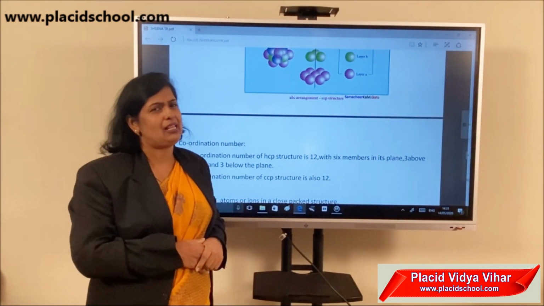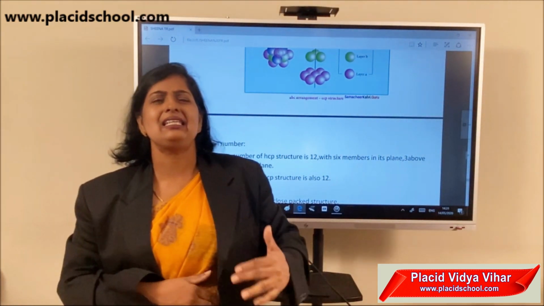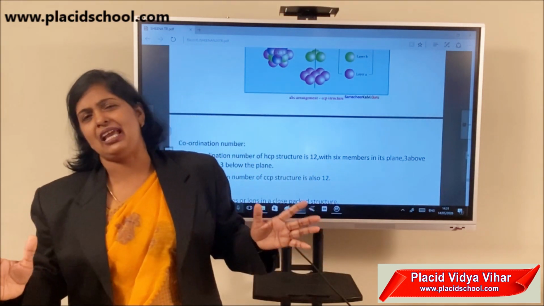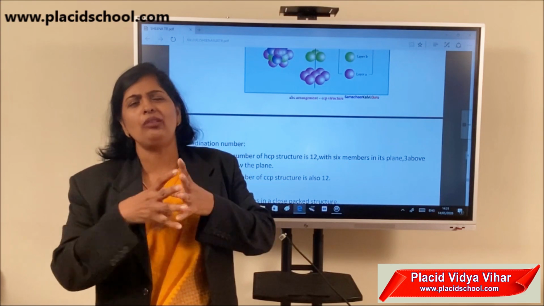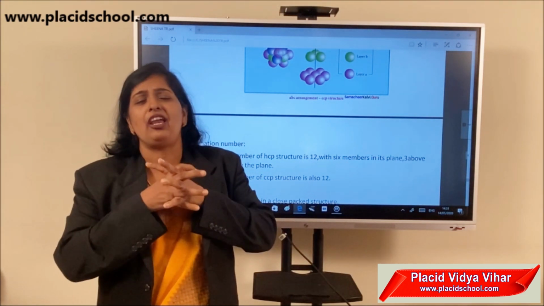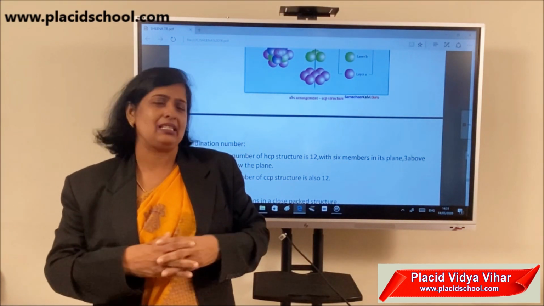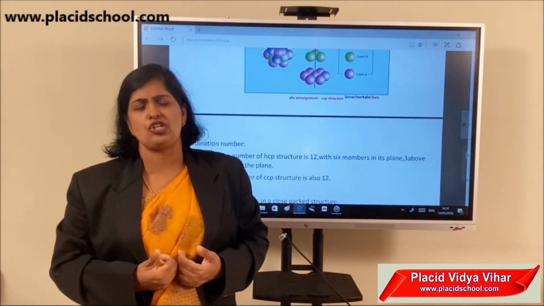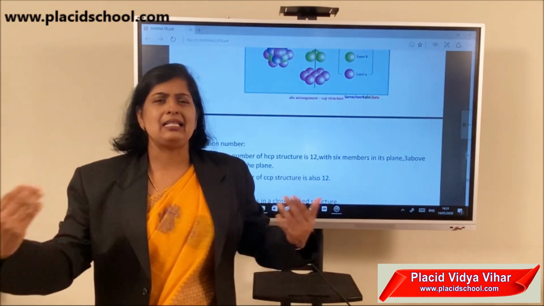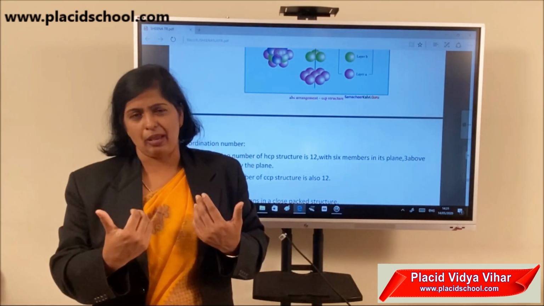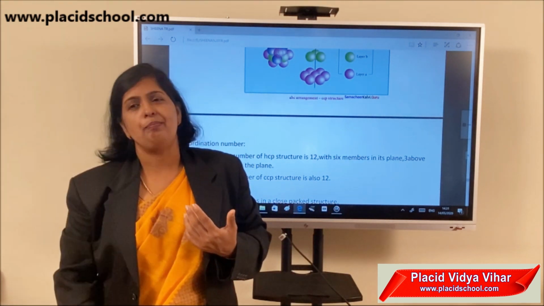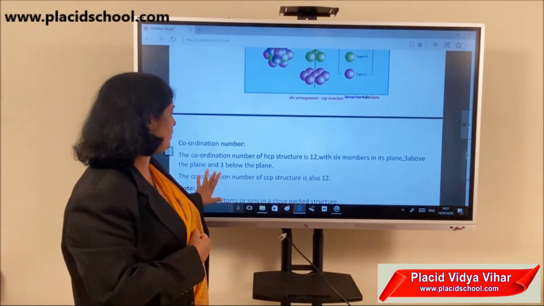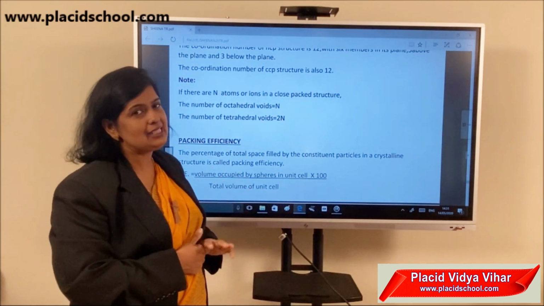And now I want to tell you, in HCP and CCP, the coordination number is none other than 12, because both are effective ways of arranging the unit cells or atoms. And how does it become 12 as the coordination number? In the same plane, it is in contact with 6 members, above the plane 3, below the plane 3. So in both HCP and CCP, the coordination number is 12.